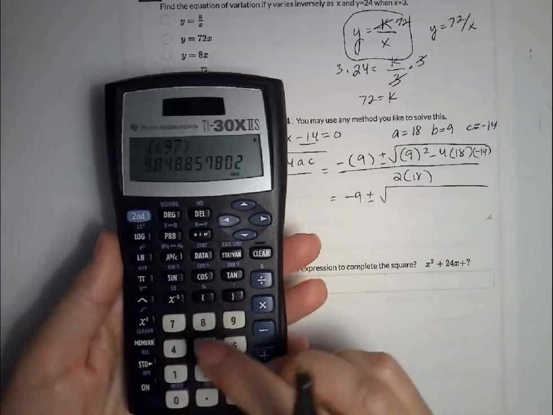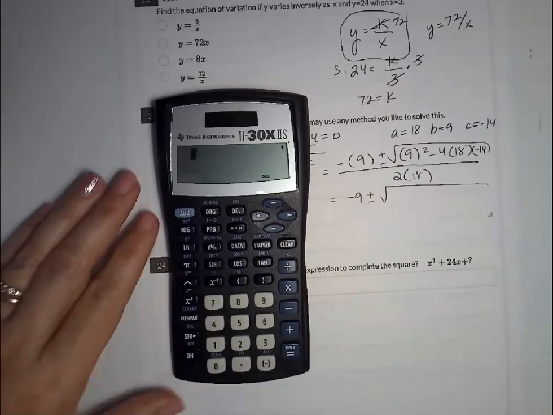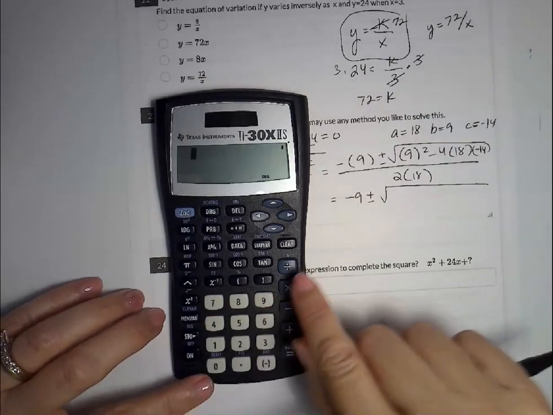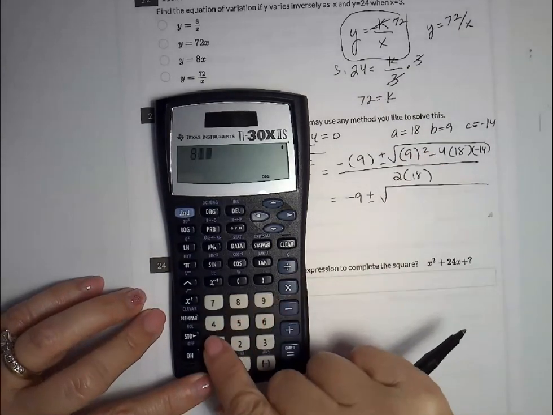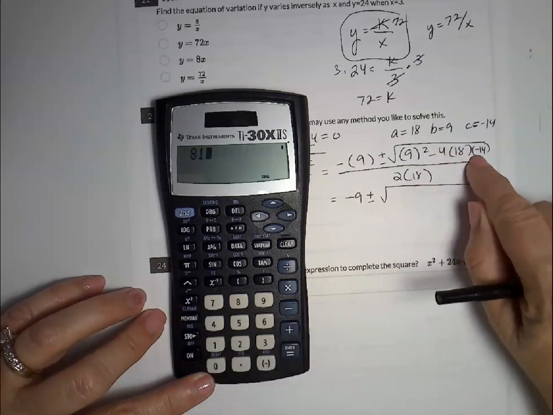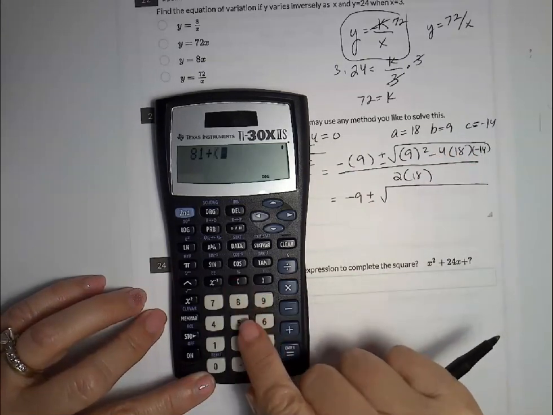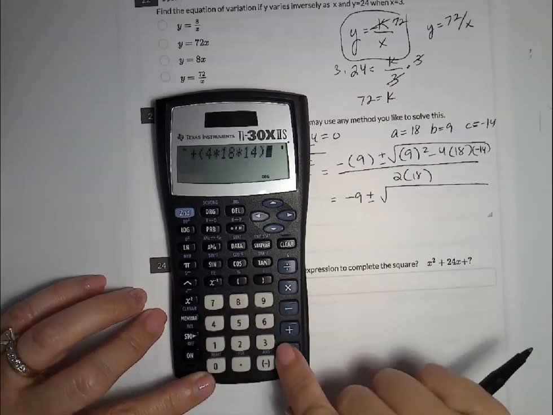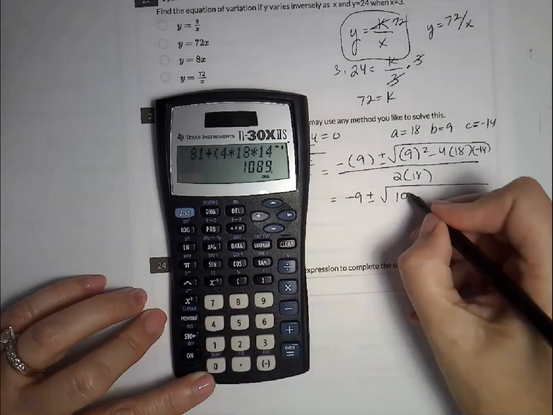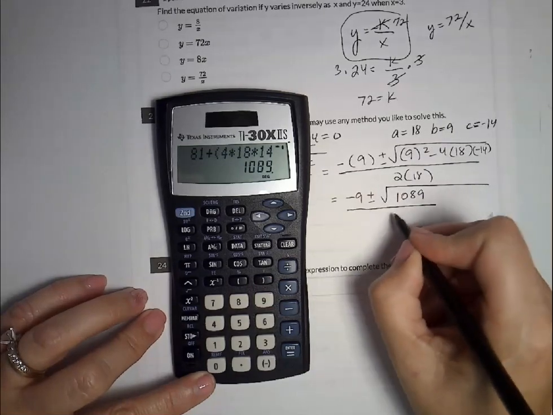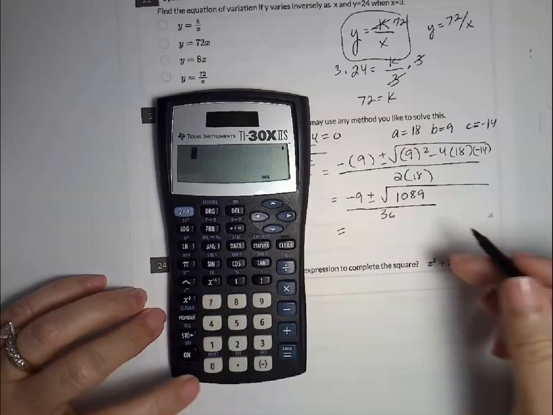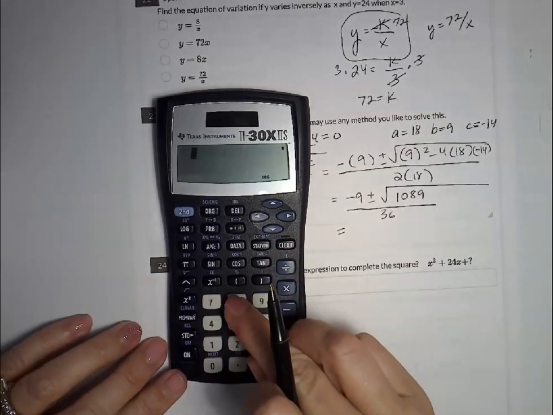Do that first when I'm using my calculator. You could use Desmos, you'll see it a little better. But 9 times 9 is 81. Okay, and then a negative times a negative is going to give me a plus. 4 times 18 times 14, I get that to be 1,089. And then 2 times 18 is 36. I like to clean it up a little bit like that first. I would probably check it again to make sure.